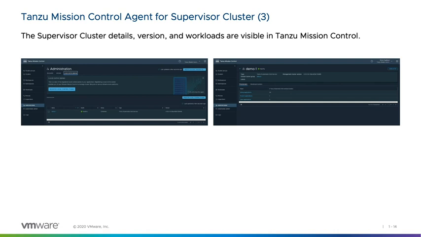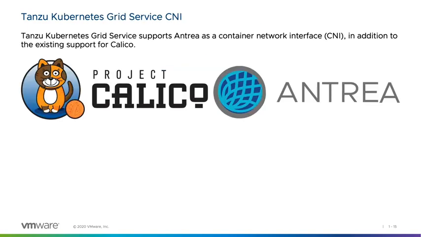Tanzu Kubernetes Grid Service supports Antrea as a Container Network Interface, or CNI, in addition to the existing support for Calico. Antrea is a VMware-supported, open-source, Kubernetes native project that implements the Container Network Interface and Kubernetes network policy, providing network connectivity and security for pod workloads. For more information about Antrea, see antrea.io.